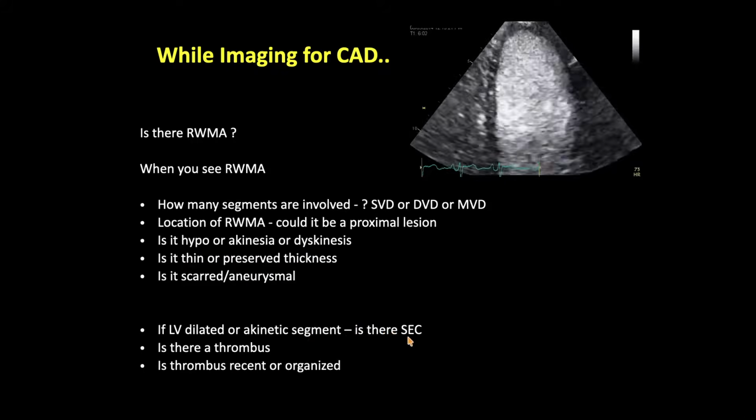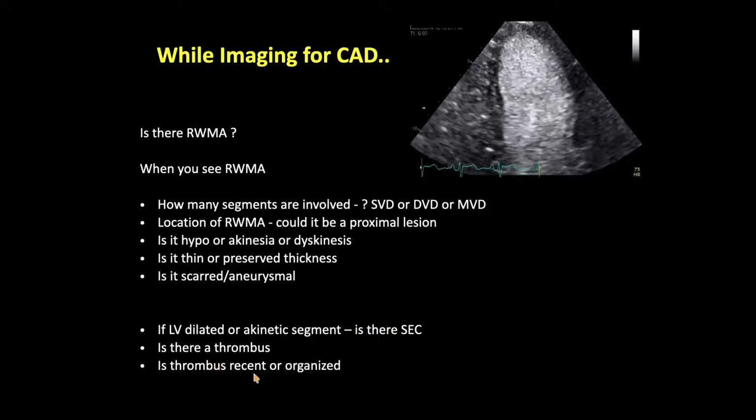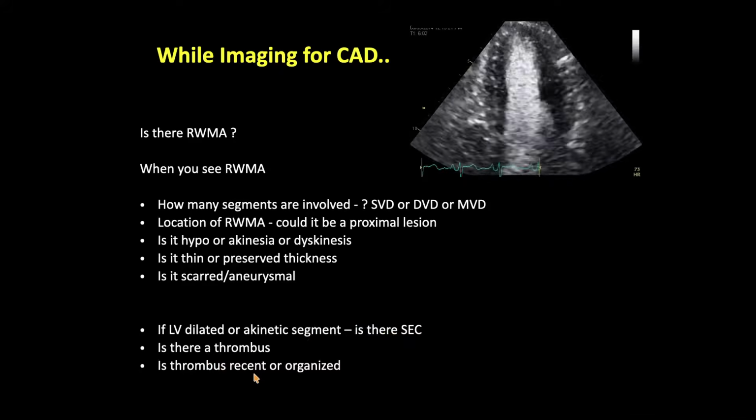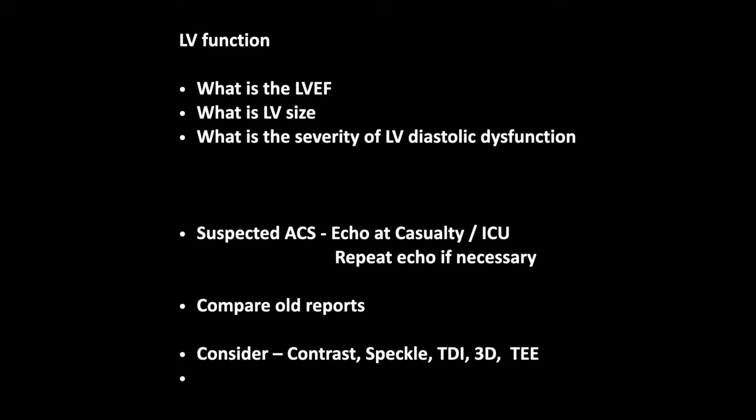And if there is SEC, it is likely for a thrombus to happen. And if the thrombus is there, is it a fresh thrombus or an organized thrombus? And the LV function, what is the LVEF, use biplane, and what is the LV size and the index size, and then you follow up, and the severity of diastolic dysfunction, and compare old reports. That's always helpful over there.